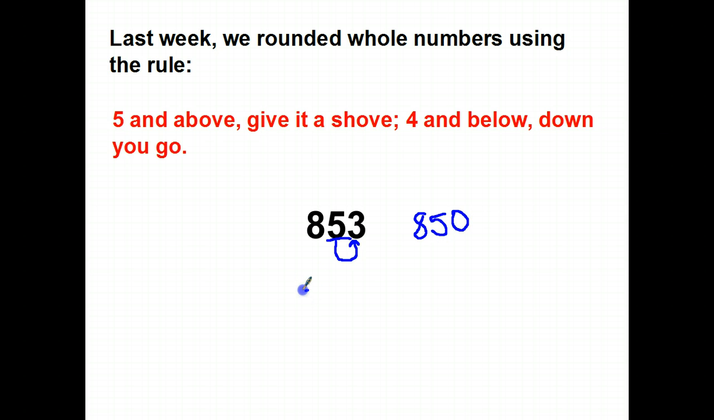Let's round this to the nearest 100 then. 853. We're down to the nearest 100, so I'm going to underline the 100. Look to the right. There's a 5 this time. 5 and above, give it a shove. We're going to round it up, shove it up to 900. Why are these zeros? Because every number behind the underlined digit is going to revert to a 0.